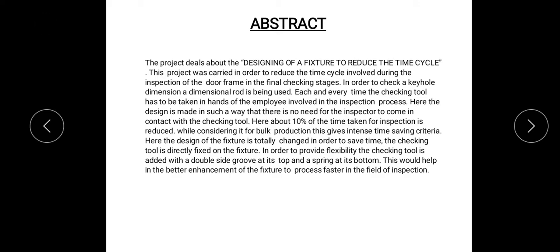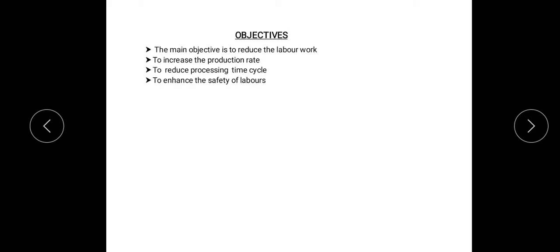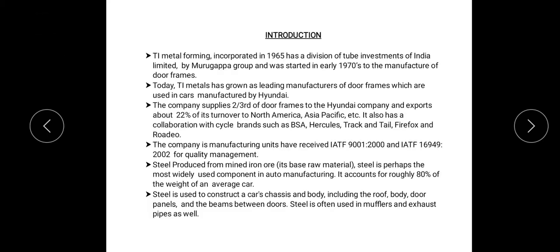The main objective of the project is to reduce labor, to increase the production rate, to reduce the process time cycle, and to enhance the safety of laborers. Okay, let's have a short discussion about the company.